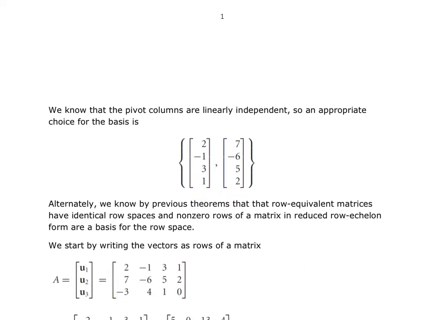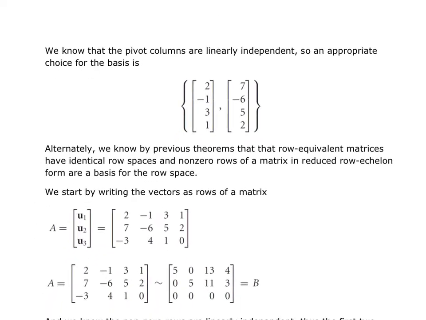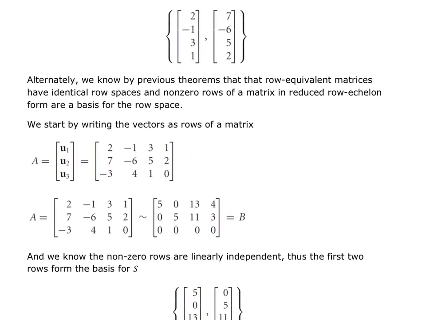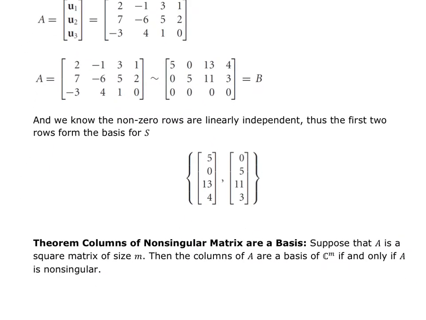Alternately, we know from previous theorems that row equivalent matrices have identical row spaces, and the non-zero rows of a matrix in reduced row echelon form are a basis for the row space. So if I take that same set of vectors and I write it as rows instead of columns, I would get this matrix. If I then did the reduced row echelon form, I'm going to get this matrix B. It's equivalent, not equal, but equivalent. Then we know that my first row and my second row, because they're the ones with the pivots, would form my basis.